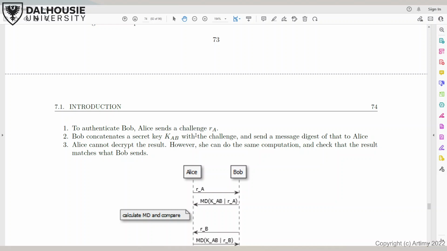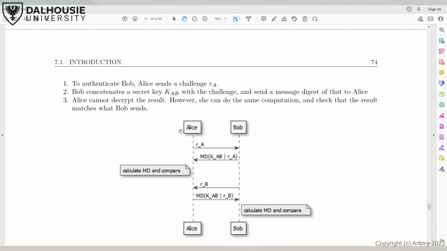Also, we can use the hash for authentication. So Alice sends a random number to Bob. Bob sends back the hash of the random number plus a key that both of them agree to. Okay? Now, because this is a one-way function, Alice has no way of reversing the process, right?